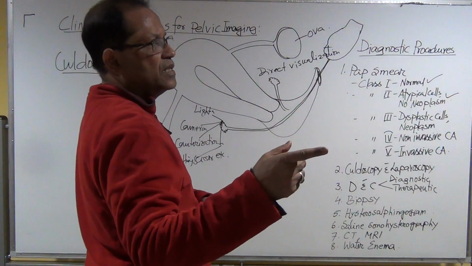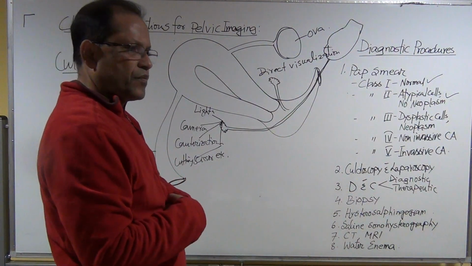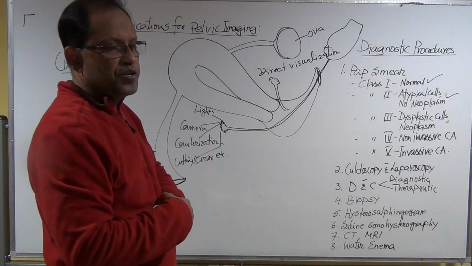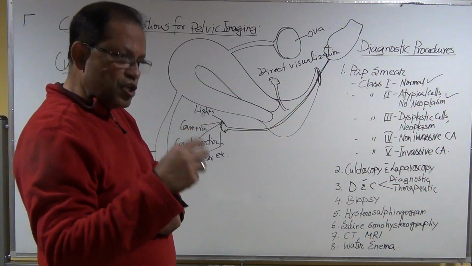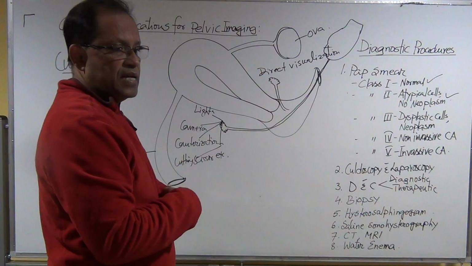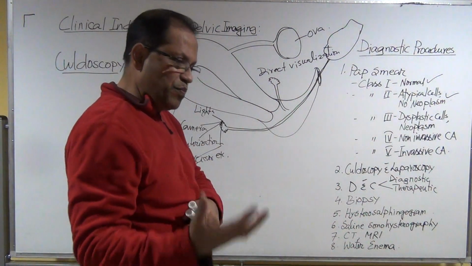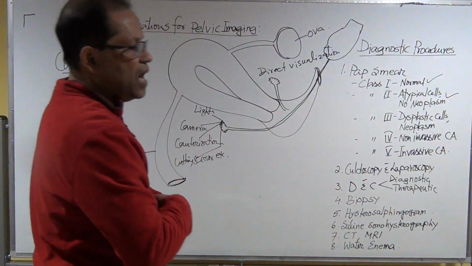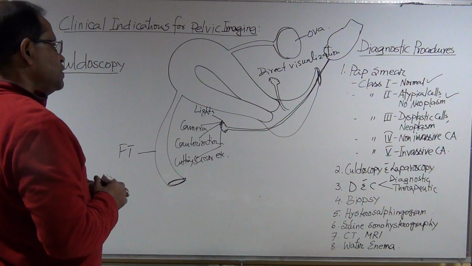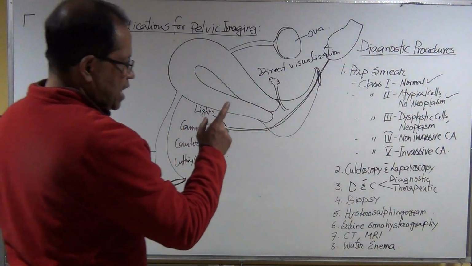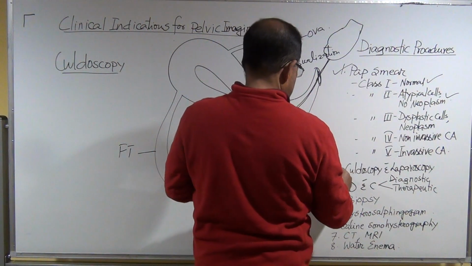Okay, is there any kinking of the fallopian tube? Is there any endometriosis? Is there any torsion of the ovary? Is there any cyst in the ovary? Ovary is displaced, hanging down. Okay, so they can diagnose. So that is culdoscope and laparoscope. Okay, so it is done.